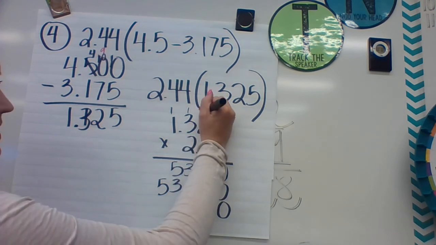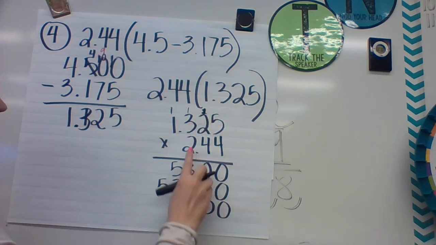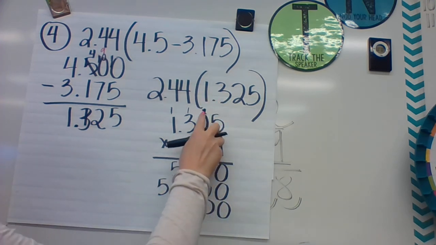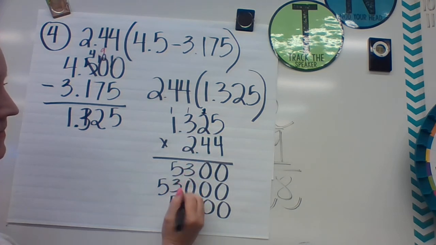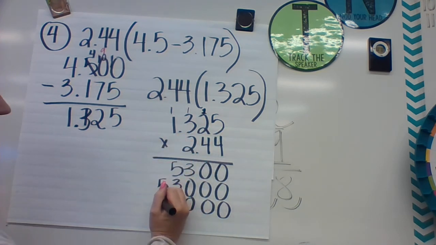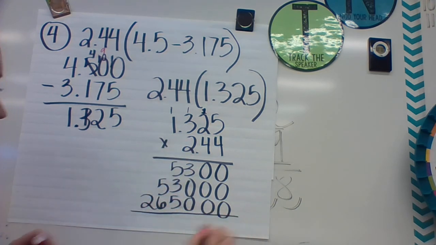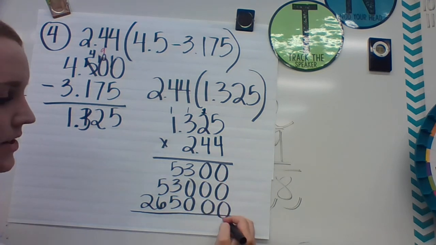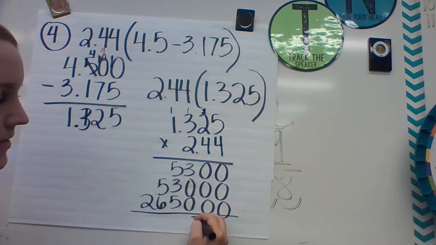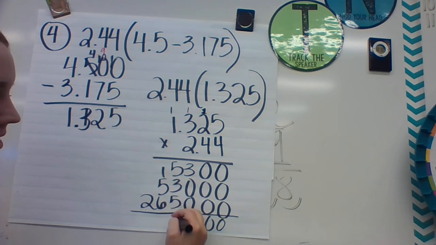5 times 2 gives us 10. 2 times 2 is 4, plus 1 is 5. 2 times 3 is 6, and 2 times 1 is 2. Then we're going to add these all together. 0, 0, 3, 13, 12, and 3.